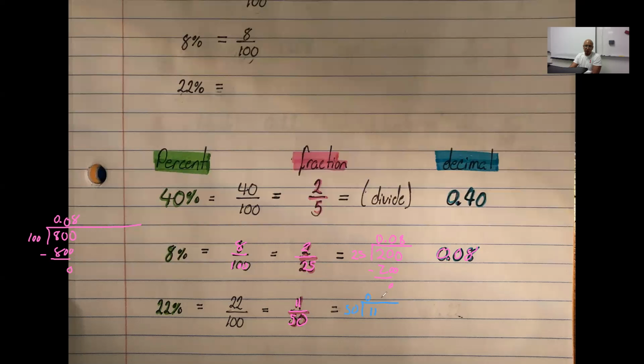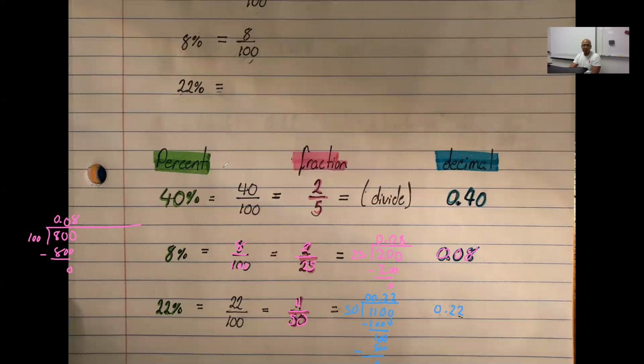50 cannot go into 1. It cannot go into 11, but 50 does fit into 110. It fits twice. So I put a decimal, 2. That would give me 100, and I get a remainder of 10. Let's keep going, bring down the 0. 50 goes into 100 exactly 2 times. 50 times 2 is 100. And so my answer would be 22 hundredths.